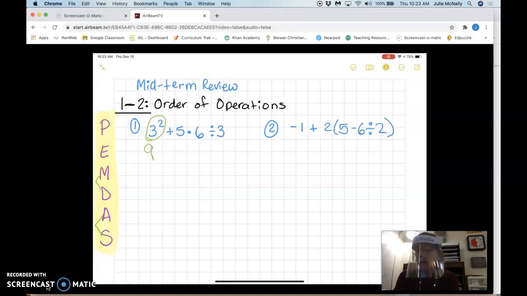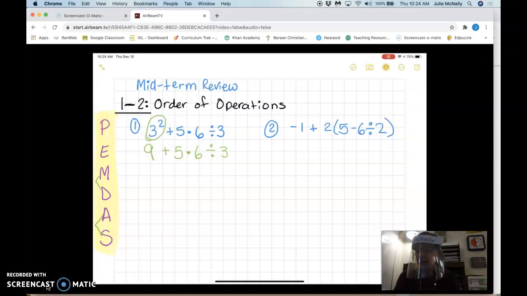I'm going to write the 9, and then I'm going to bring everything else down. We're going to do one thing at a time for order of operations. So you guys are writing everything that I write, correct? And then we write the answer in that blank line. Yeah, the final answer can go in the blank line.